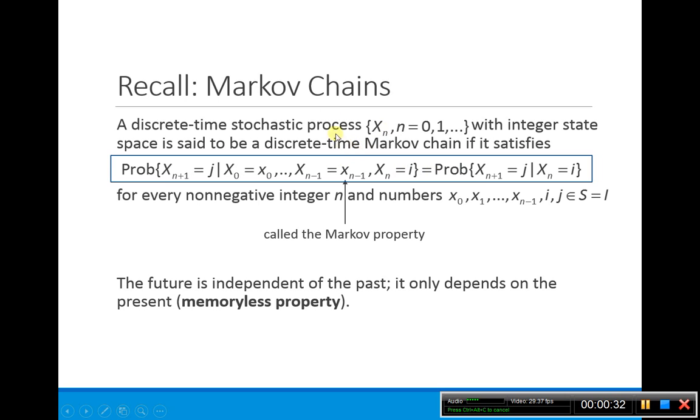And so the neat thing about Markov chains is they satisfy this Markov property. Basically what the Markov property says is that if at present time you're in state i, the probability of being in state j at the next time doesn't depend upon all of these previous times, but it only depends on the present state. So it's the memoryless property. The past isn't important, only the present influences what happens in the future.